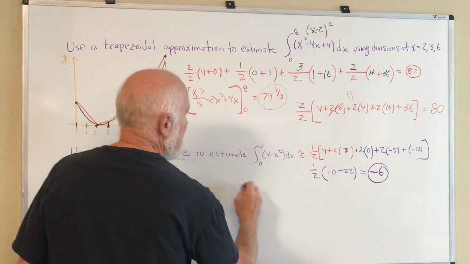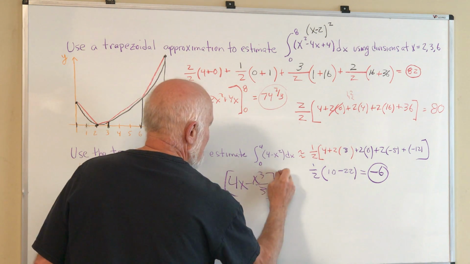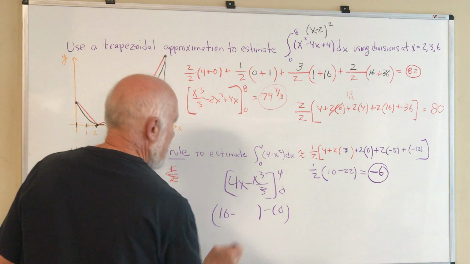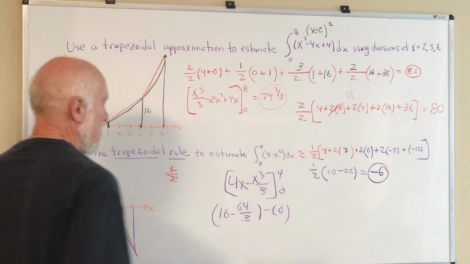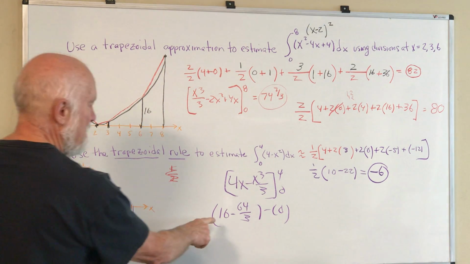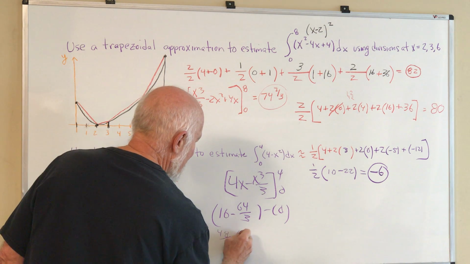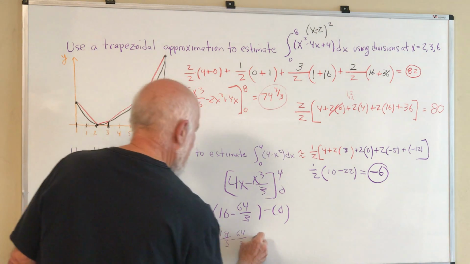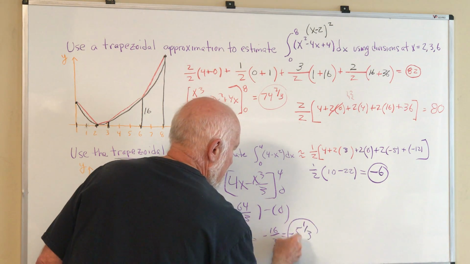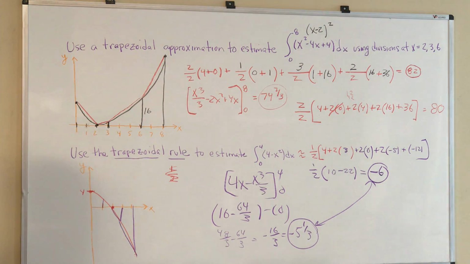Well, let's actually try to do it. 4x minus x cubed over 3, the fundamental theorem of calculus would do that. When you plug in 0, you get 0. So you get 16, which is 48 thirds, minus 64 thirds, which is negative 5 1/3. So you can see that our trapezoidal approximation did a pretty good job, even though it was below.